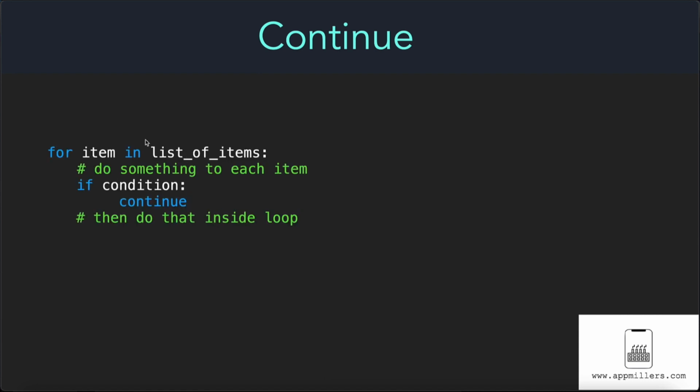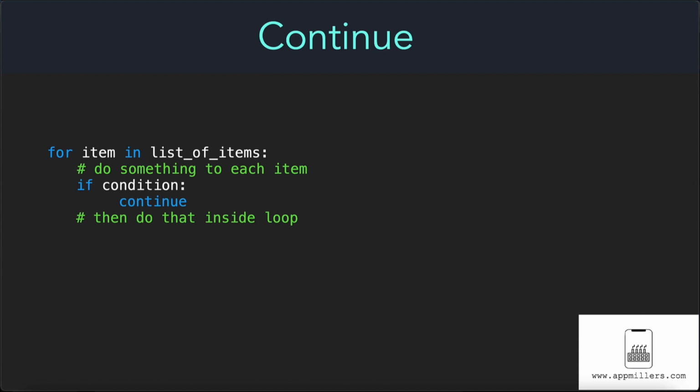So here we have a for loop like this. We are looping through a list of items and we are doing something to each item inside this loop. If some condition is met, we are going to put continue. Then we do another thing inside this loop. So the question is, when the execution reaches the continue statement, what will happen?